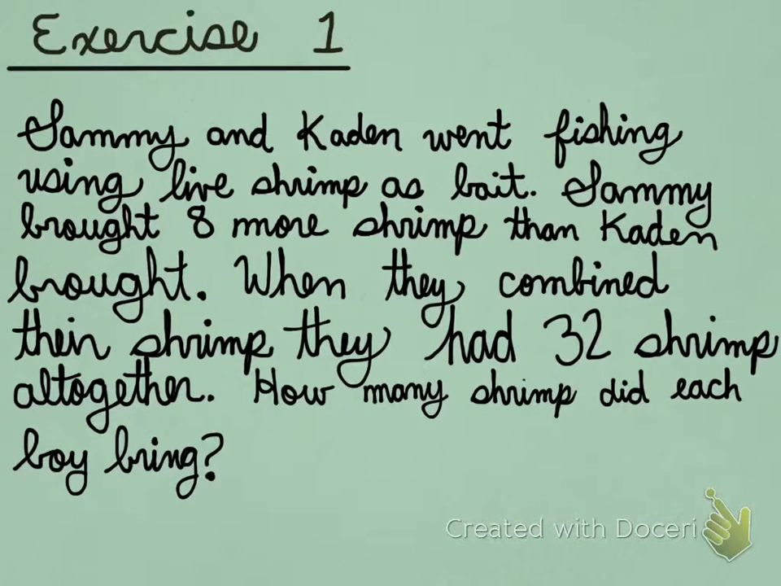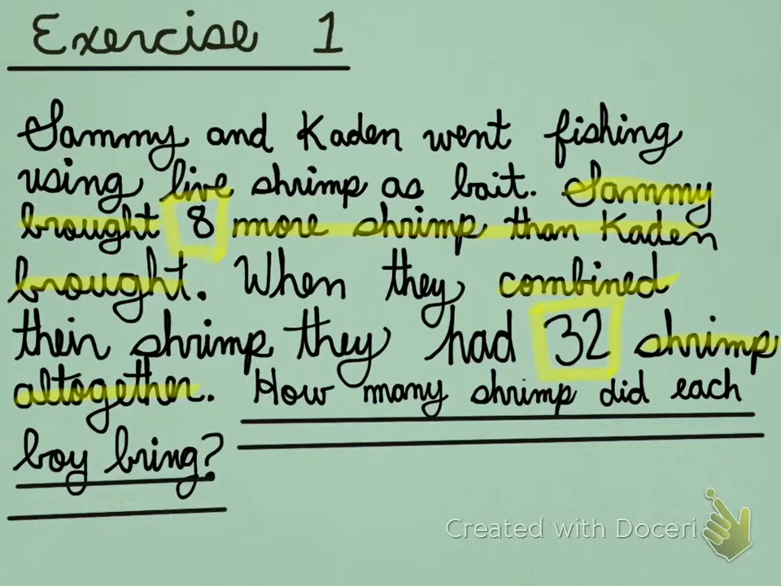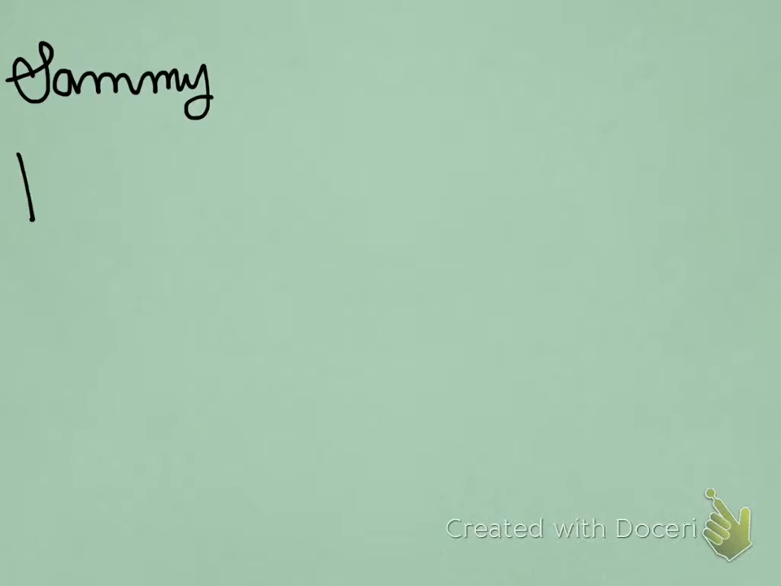Sammy and Caden went fishing using live shrimp as bait. Sammy brought 8 more shrimp than Caden brought. When they combined their shrimp, they had 32 shrimp altogether. How much shrimp did each boy bring? So I need to know how much shrimp each boy brought. And I'm going to highlight the word more again in another color. That's a key word here, more. So let's see what that looks like.